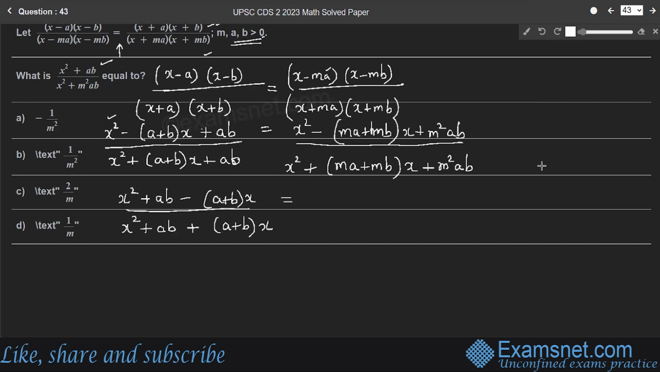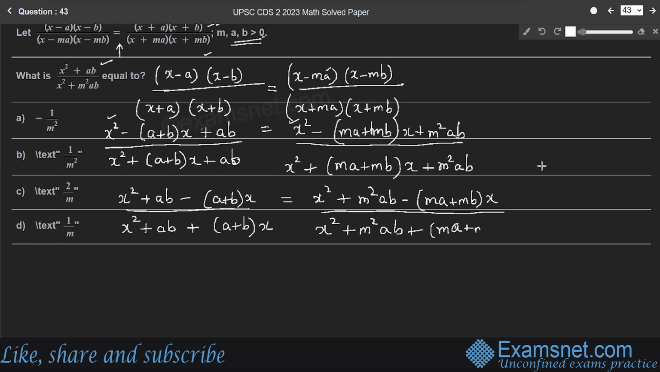And in the right hand side part also, we'll consider x square plus m square into ab together minus ma plus mb into x, right, at last. And in the denominator also, x square plus m square into ab plus ma plus mb into x. Now we are going to apply componendo dividendo method. So what is exactly componendo dividendo method?